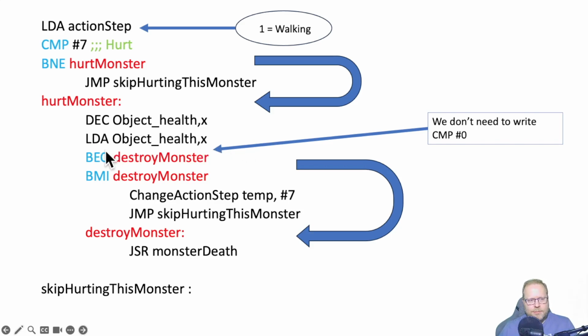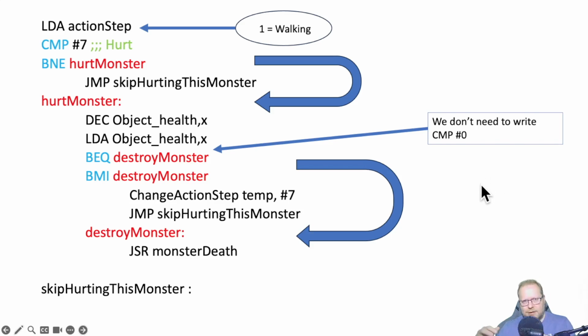What's this? There's no compare in here. Here I just say LDA and then go straight to BEQ. Didn't I just say that you need to use a compare like this? Well, let's go over here to this box over here. We don't need to write CMP 0. So whenever we're comparing with 0, we can just leave that compare. We can just avoid writing this one. So here I'm comparing with 0. Now you can write CMP 0 if you want in here, but it's unnecessary.